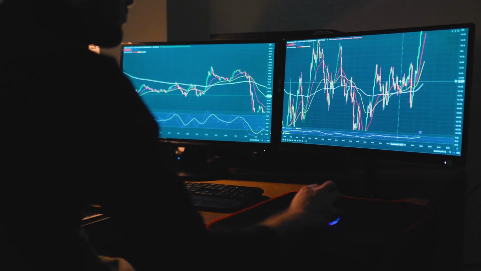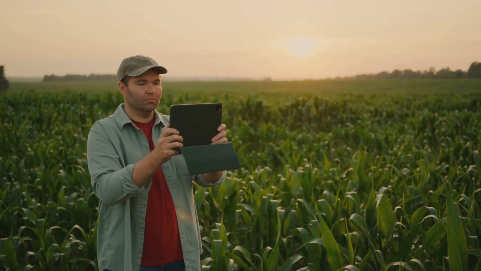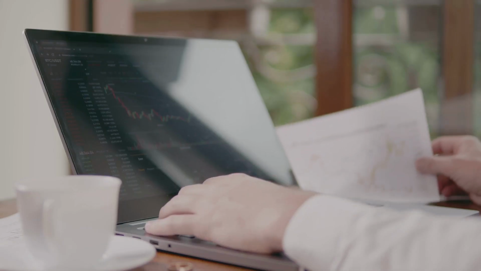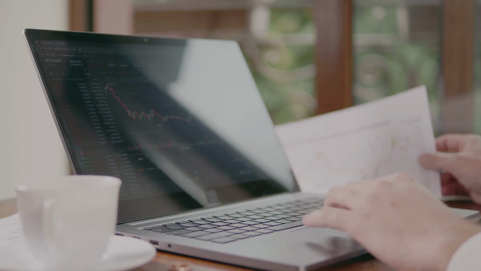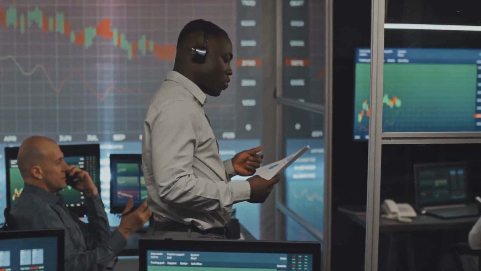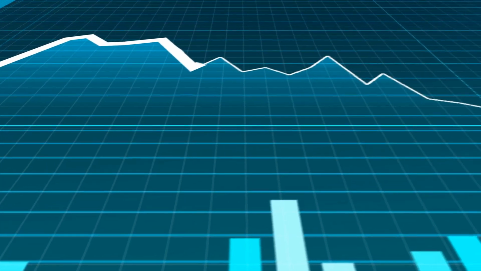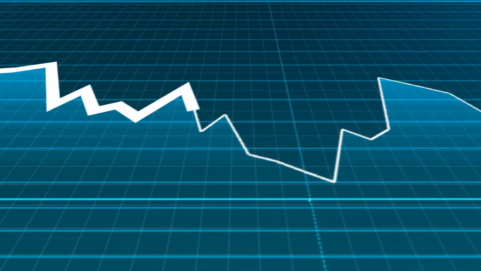Trading futures can offer several benefits such as hedging, protecting against adverse price movements in the underlying asset. Leverage, controlling a large position with a relatively small amount of capital. Liquidity. Futures markets are highly liquid, allowing for easy entry and exit of positions. Diversification. Access to a wide range of markets and assets.